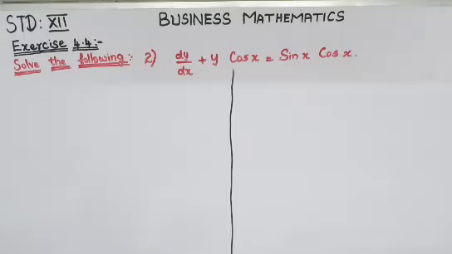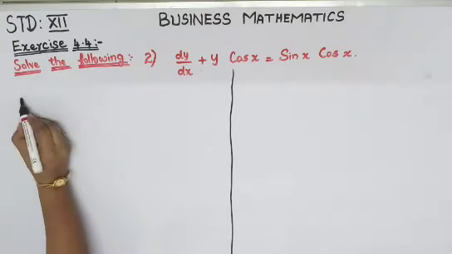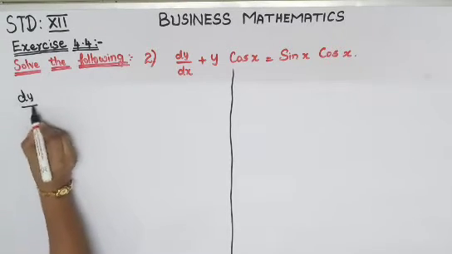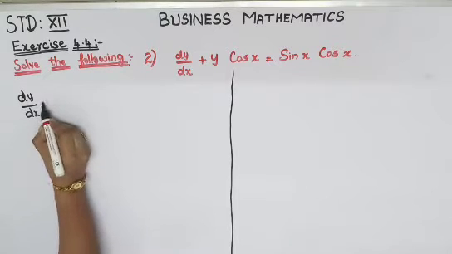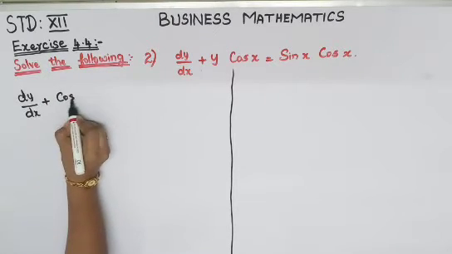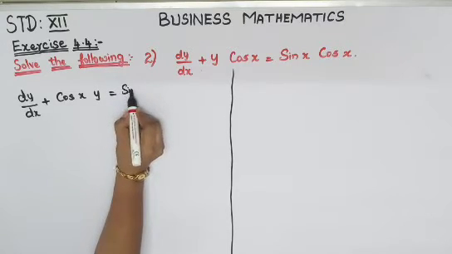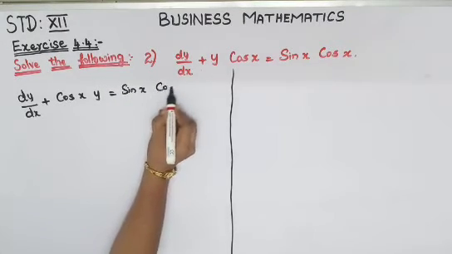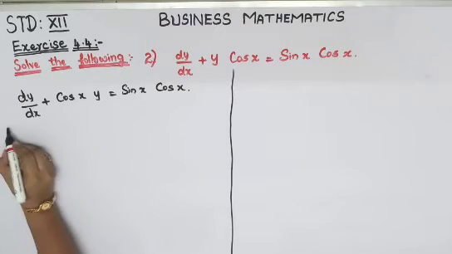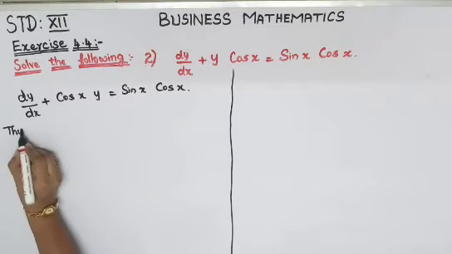Standard 12th Business Mathematics exercise 4.4. Solve the following. In that second question, dy by dx plus y into cos x is equal to sin x cos x. So we'll just interchange it. That is dy by dx will be there as it is, plus cos x into y, that is equal to sin x cos x.